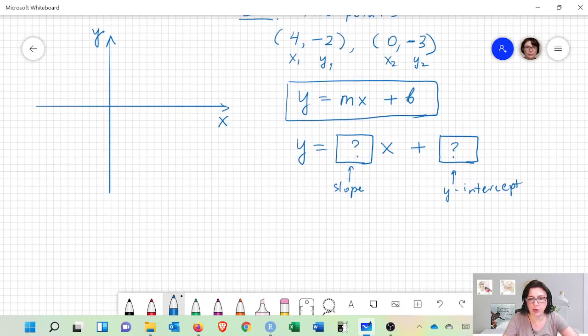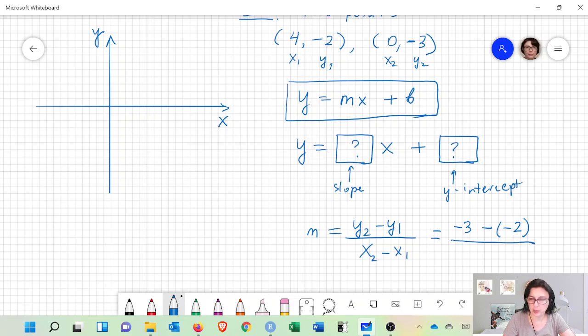Okay, so first let's figure out the slope. The formula is y2 minus y1 divided by x2 minus x1. So we take the y coordinates, so -3 minus, and because it's a negative, we put the other y coordinate in parentheses. So always subtract the y from the y, and then in the same order, the x from the x is on the bottom. So on the bottom, I'm going to get 0, subtract 4. Okay, so the y subtracted on the top, the x subtracted on the bottom.